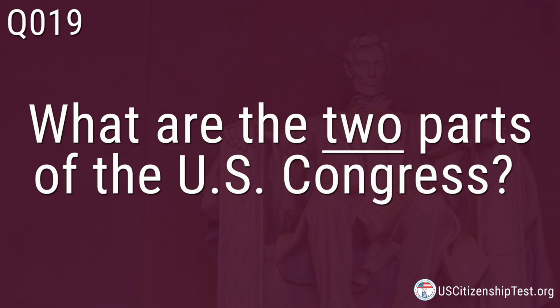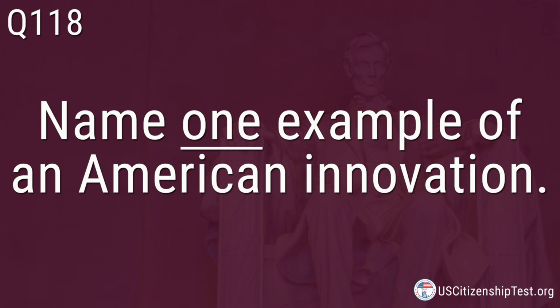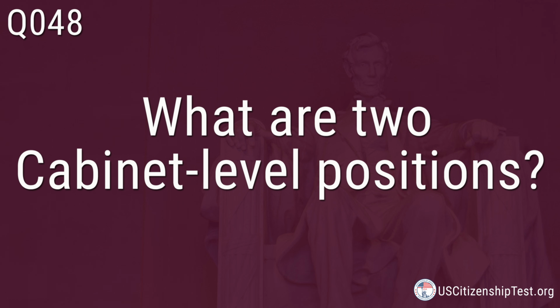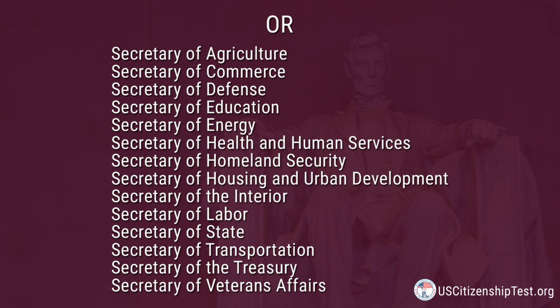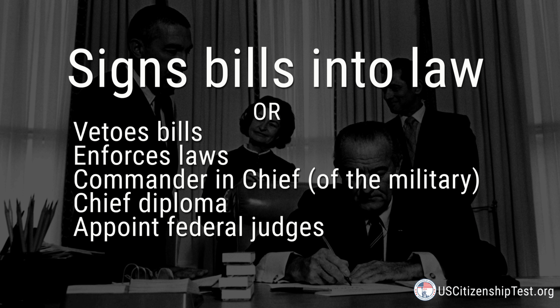What are the two parts of the U.S. Congress? The Senate and House. Name one example of an American innovation. The light bulb. What are two cabinet-level positions? Attorney General and Vice President. Name one power of the President. Signs bills into law.